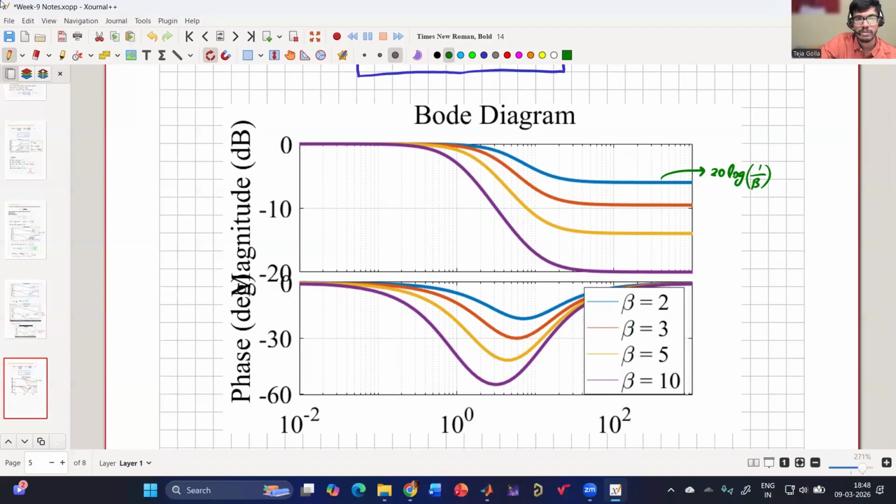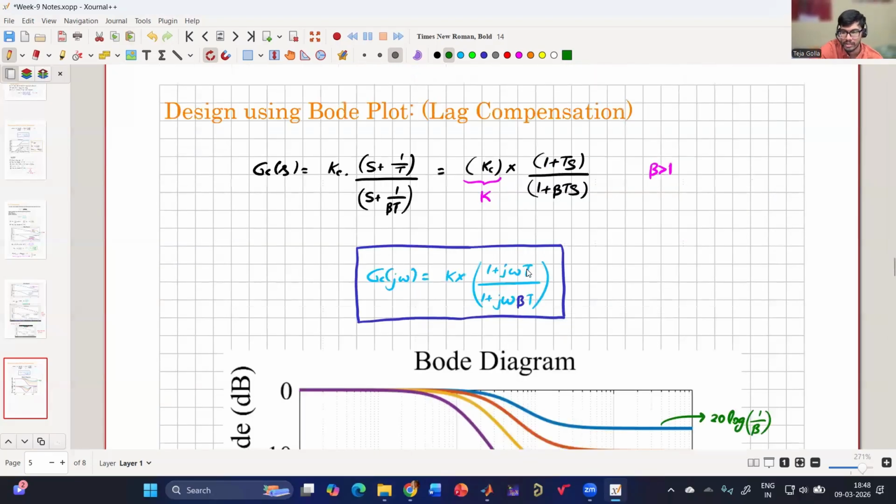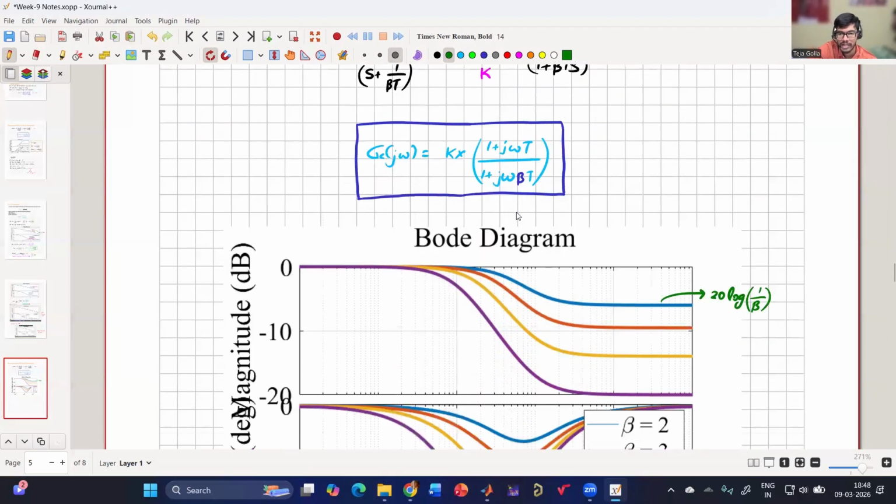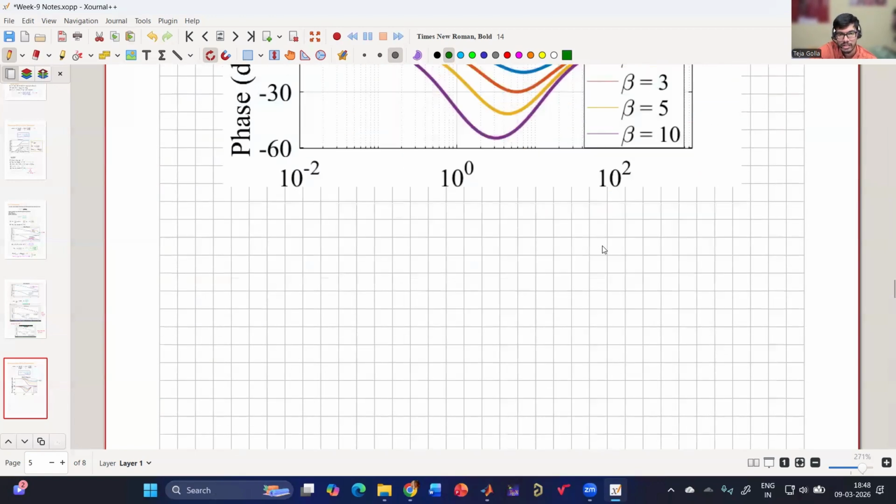So as sir has mentioned, we'll be only designing beta, and then we'll consider tau t to be a guess, starting with t equal to 0.1 and see whether the design criteria are meeting or not. And then we'll see whether it is meeting. Else we will tweak the t a little bit and then check.